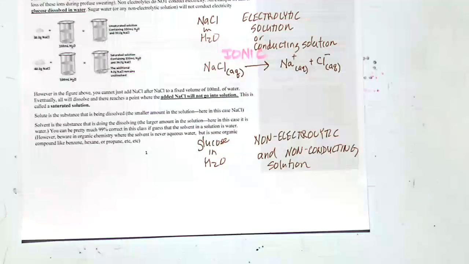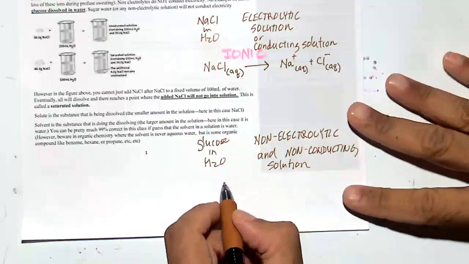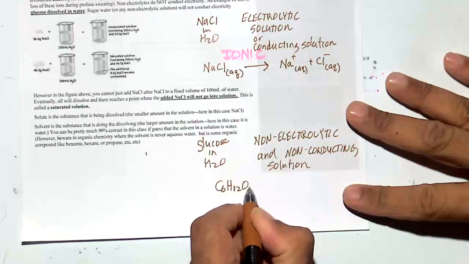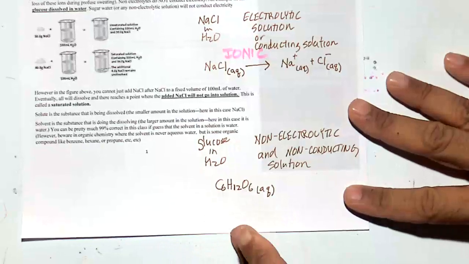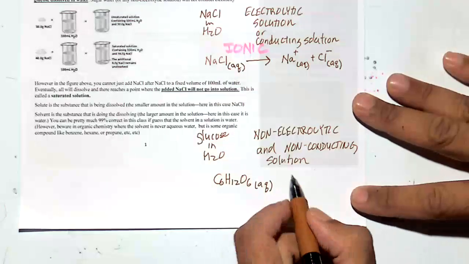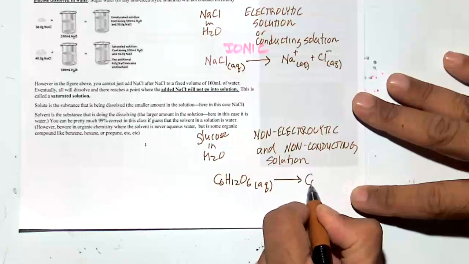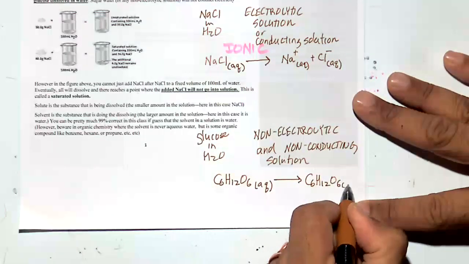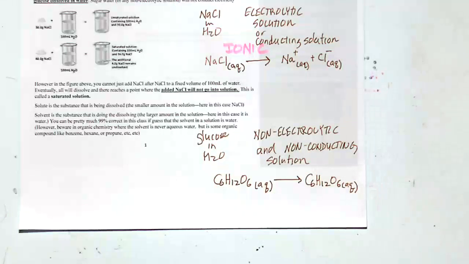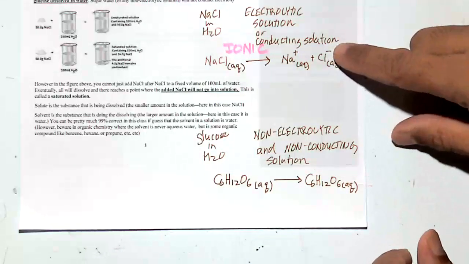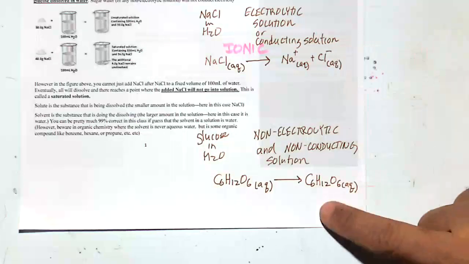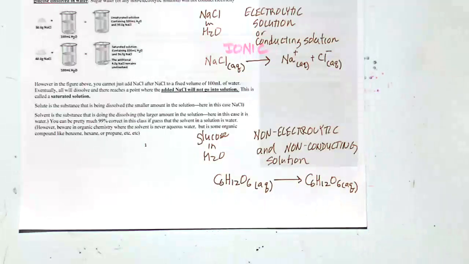Okay, but it does go in solution. It does go into solution. But what is glucose in water then? Glucose in water just is that, glucose in water. It does not dissociate. It's just sugar water. This dissociates into its ions because it's ionic. This is just dissolved in water.